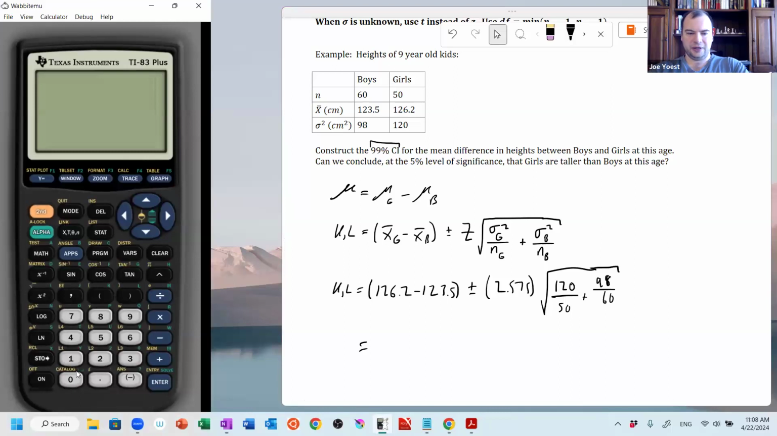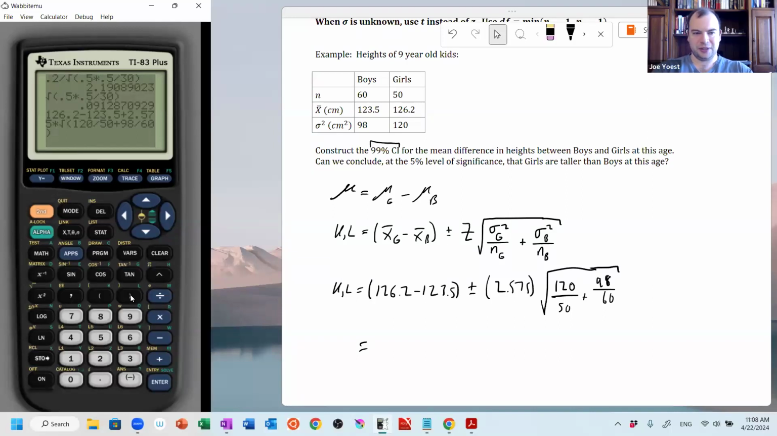And let's put this in the calculator. 126.2 minus 123.5. Let's do plus 2.575 times square root of 120 over 50 plus 98 over 60. And if you wanted to, you could compute the square root. You can compute the difference in the X bars and then make what you type in a little bit simpler. You could break it up into a couple lines that way.